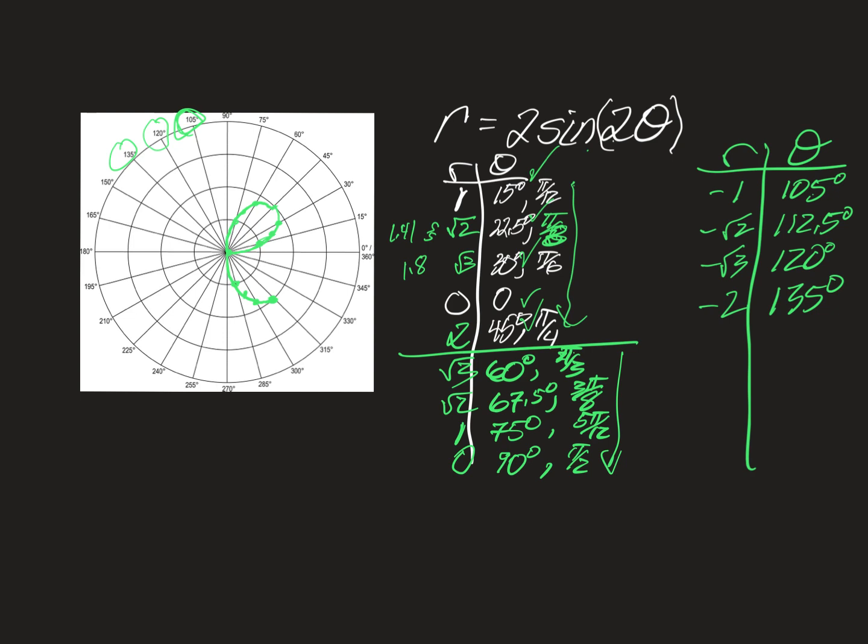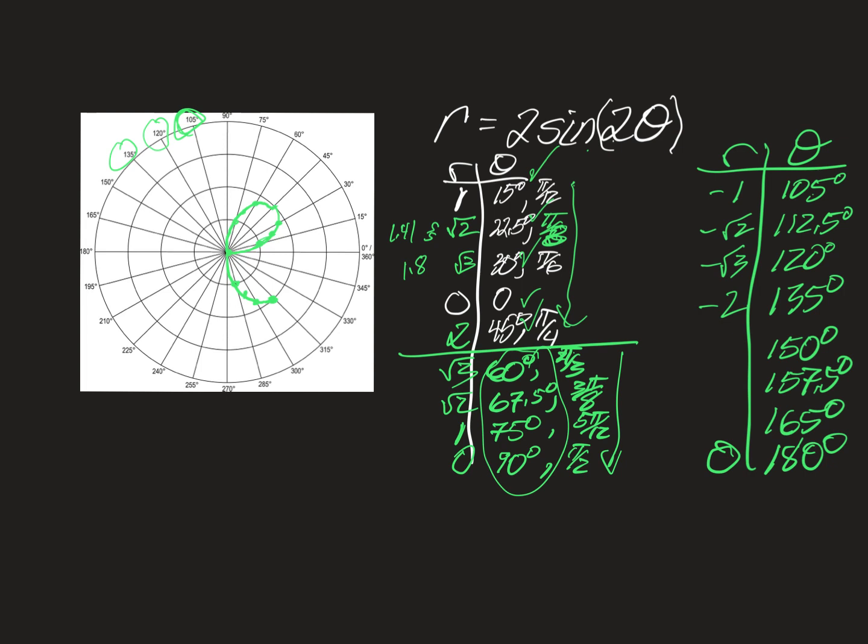So now, basically we want to add these angles onto 90. So then I do 150 degrees, 157.5 degrees, 165 degrees, and 180 degrees. And we can do the 180 really quick. 2 times 180 is 360, or 2 pi. So the sine of 2 pi is 0, so we're going to get 0 here, right?